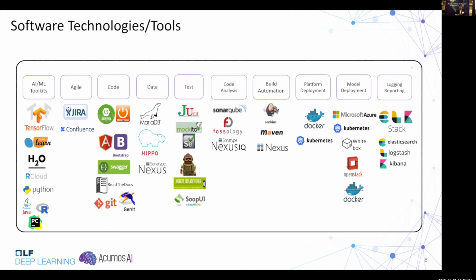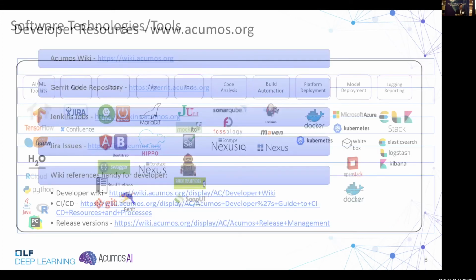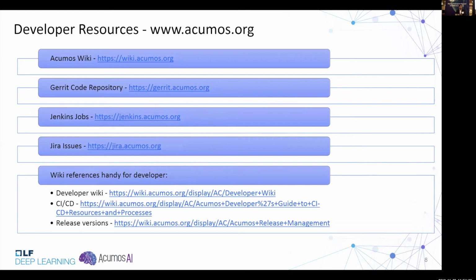All right. So the first thing, really the first place to get started is your acumos.org site, which is maintained and run by Linux Foundation. From there, you can get access to Acumos Wiki, our Gerrit code repositories, Jenkins jobs, where you can take the latest builds, Jira for any issues and comments, and then we'll have these slides available where you can find details about your CI/CD process and which other release versions available for you to use.